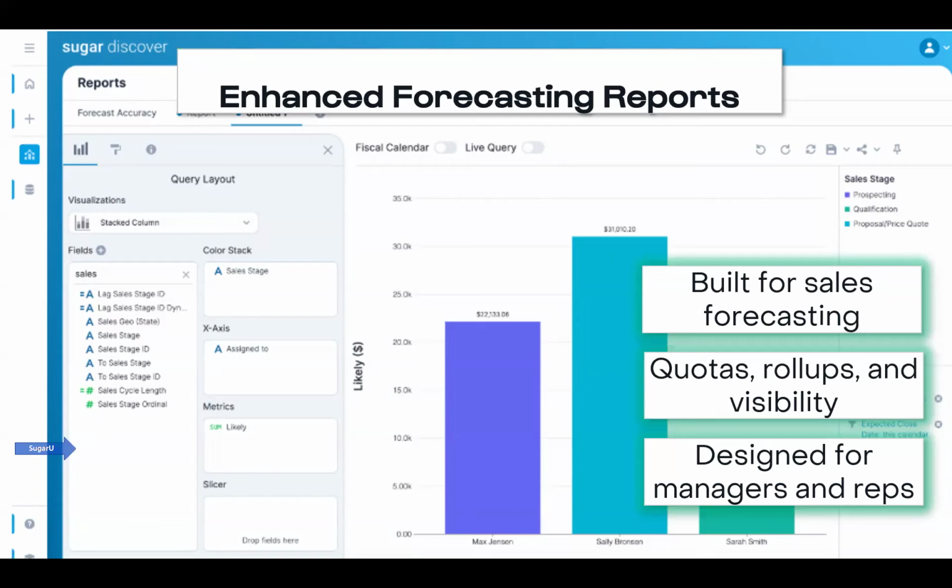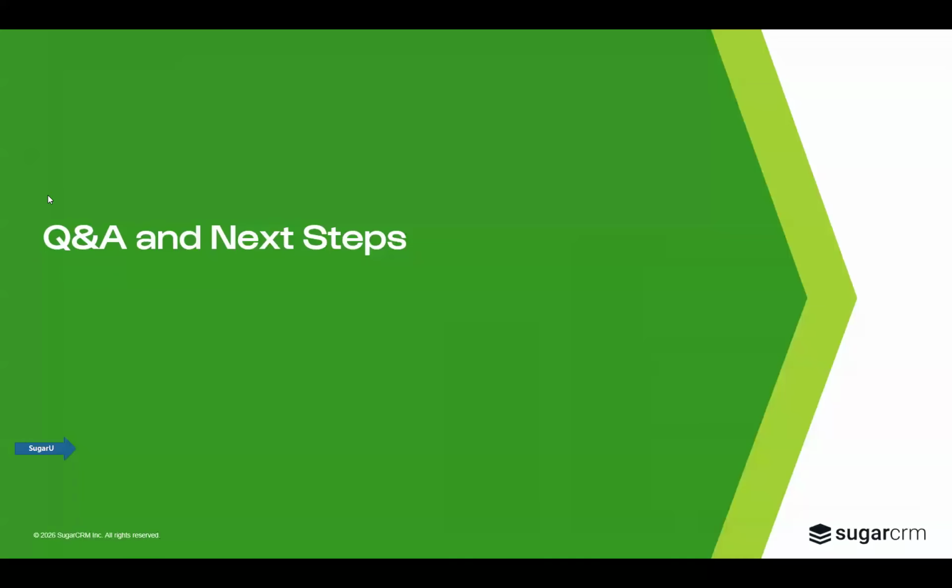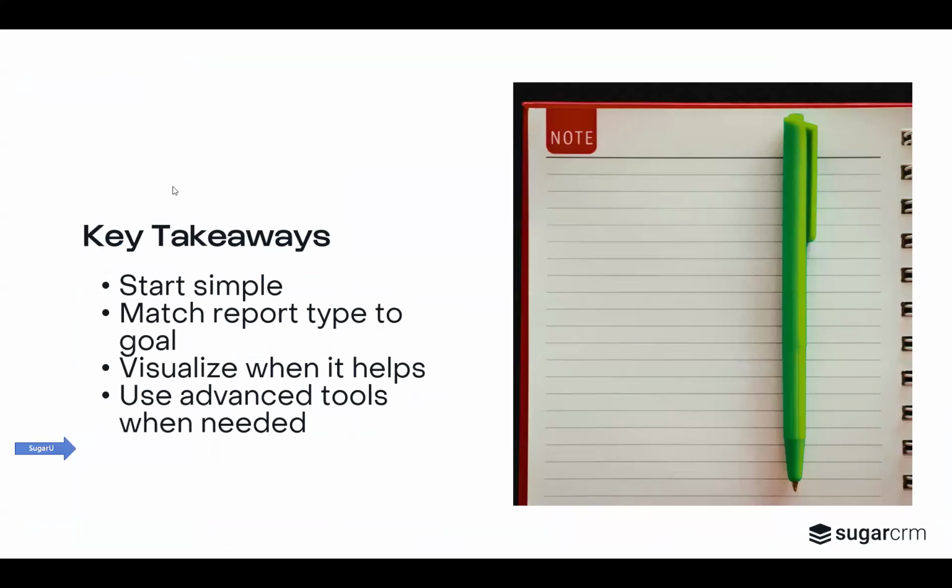If you have Sell Premier for enhanced forecasting, and if you know how to do SQL, you can do advanced reports. So just as next steps, kind of a takeaway list for you: start simple, right? Don't do the most complex report you can, or even if you've got a scenario, break it down into the simplest form first, then create it.